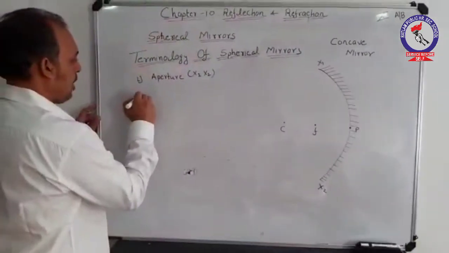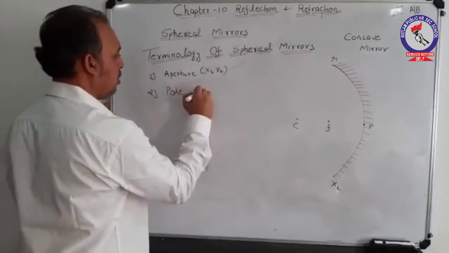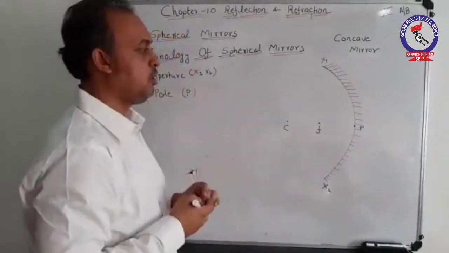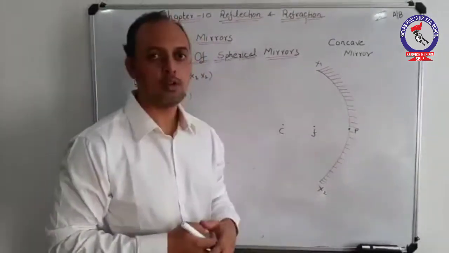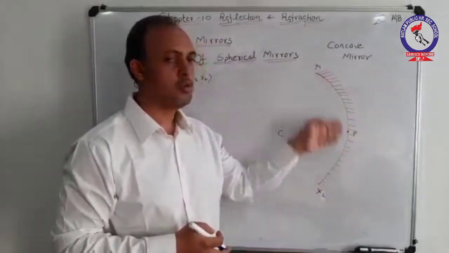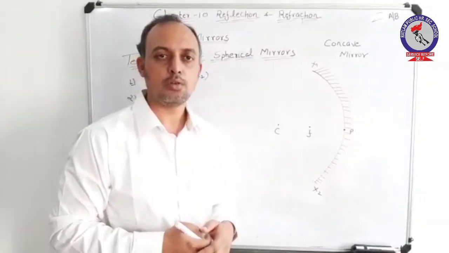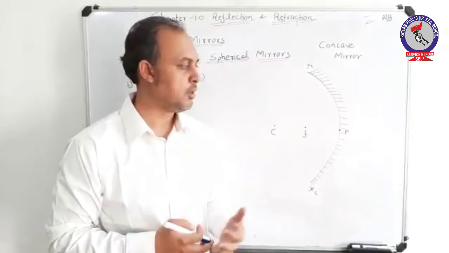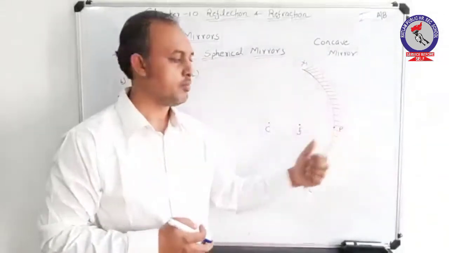Then we have another point known as pole, which is represented by letter P. This pole is marked as the centermost part of this spherical surface, or you can say it is the center of this spherical part. It is the most important part because all the distances under spherical mirrors are being measured with this single point known as pole.